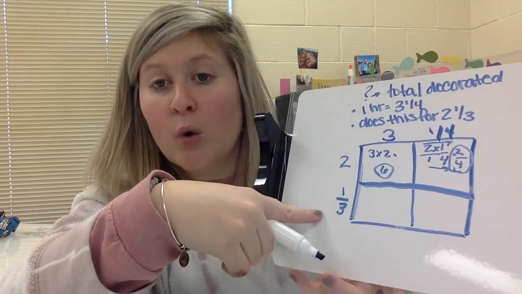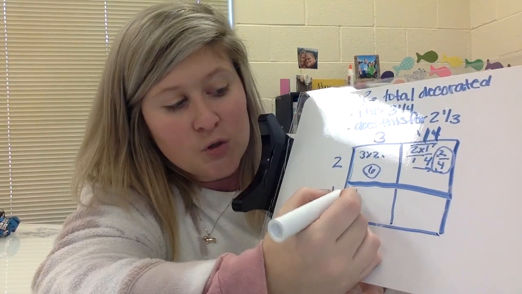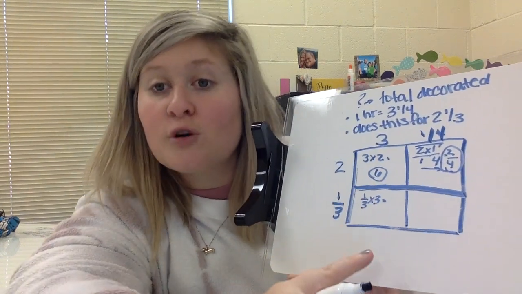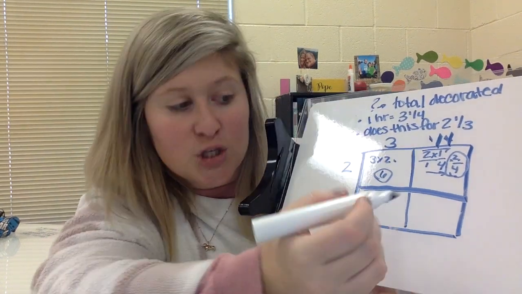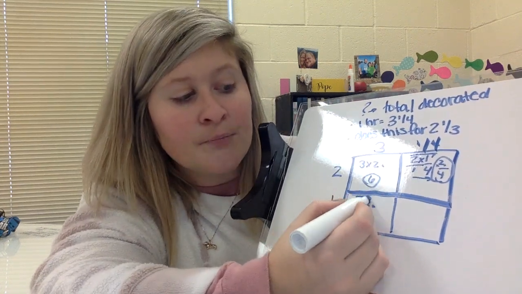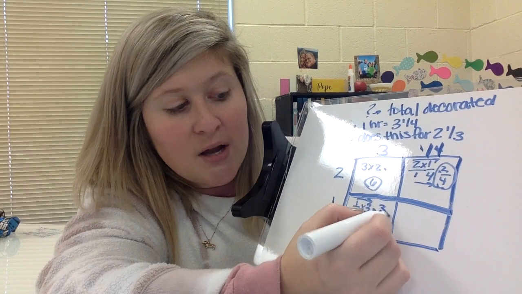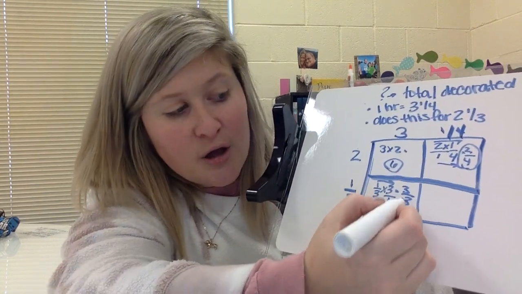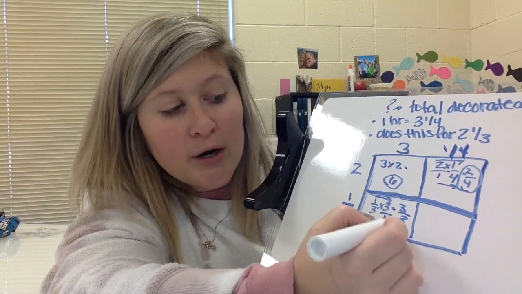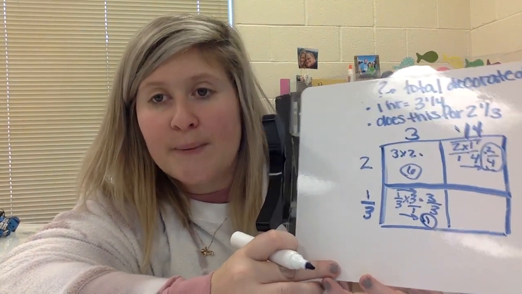Moving to my next box, 1/3 times 3. So I have 1/3 times 3. Same concept as before. 3 is a whole number. I need to turn it into a fraction. So I'm going to put a 1 underneath it so that I can multiply straight across. 1 times 3 is 3. 3 times 1 is 3. Now I have 3/3. 3/3 is equivalent to 1 whole, so I'm going to write 1 whole and circle it.